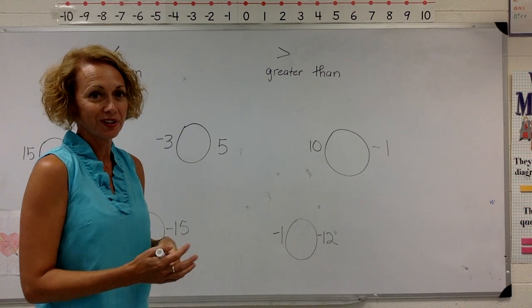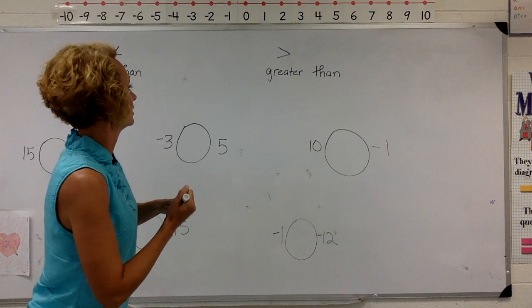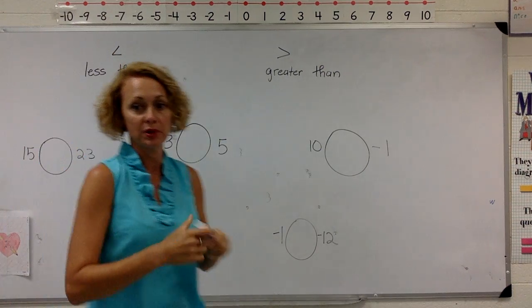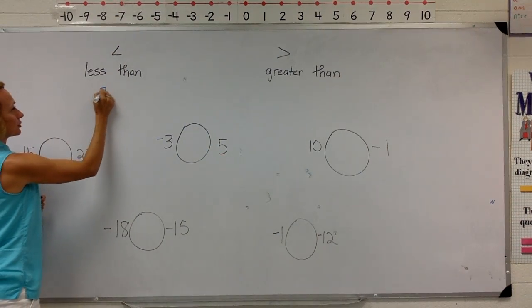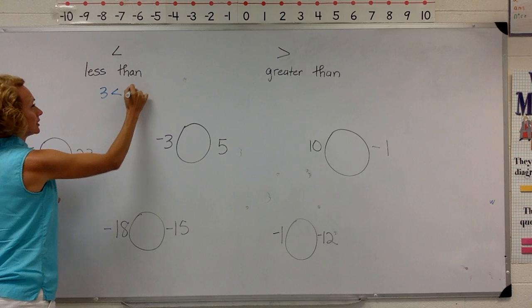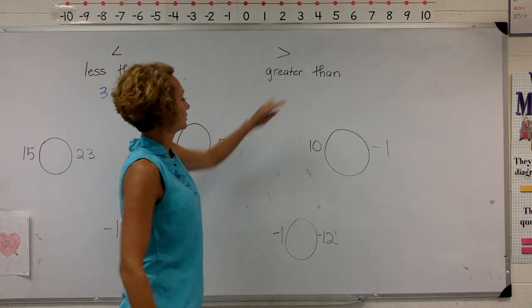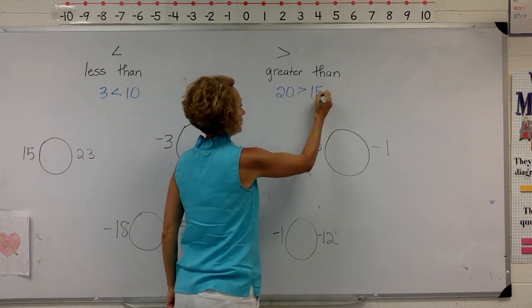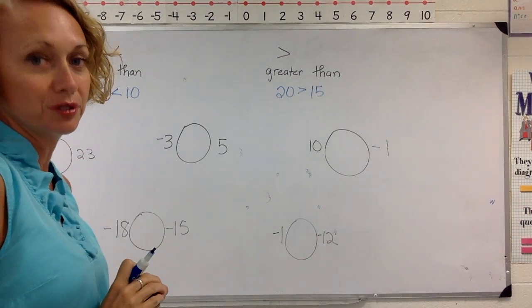So for example, a statement using a less than or a greater than could look like this. I could write, let's use a pen that works, that would help. Let's try this one. 3 is less than 10. That's a true statement. Over here, I could write 20 is greater than 15. So in math, you're reading left to right and you get used to those symbols.